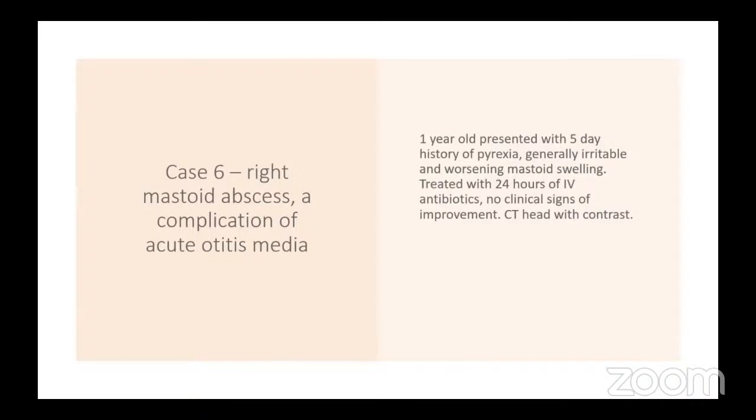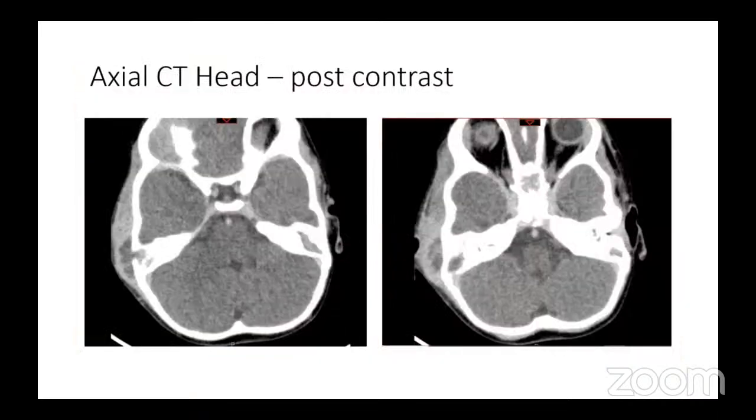CT head with contrast was carried out. This is the axial image. The CT scan does confirm, as suspected, opacification of the mastoid cells and bony defect in the lateral wall of the mastoid area with rim-enhancing lesion in the mastoid bone, suggestive of subperiosteal abscess complication from acute otitis media.